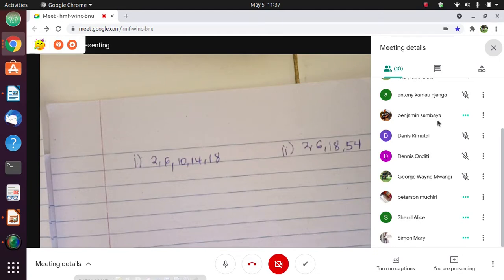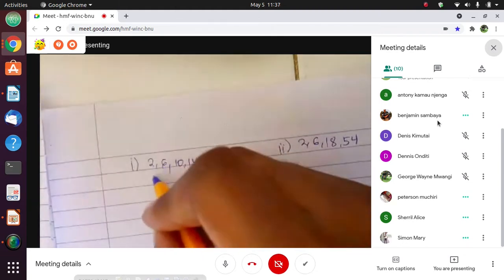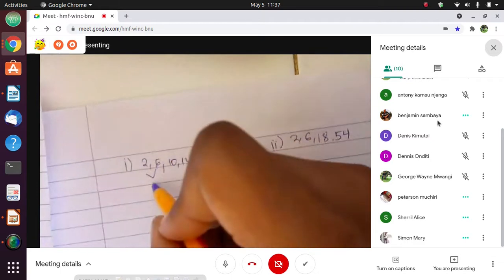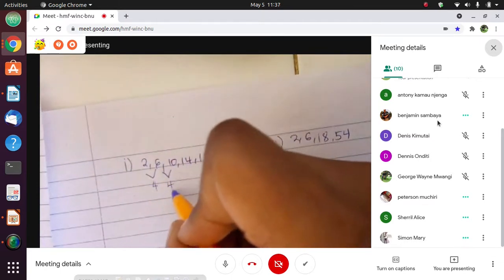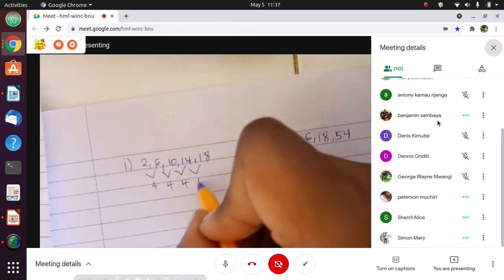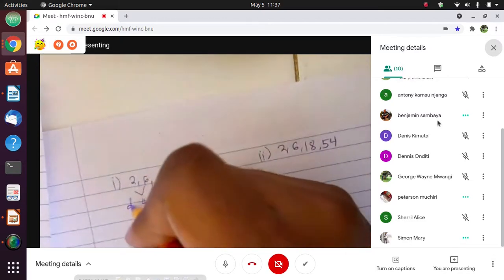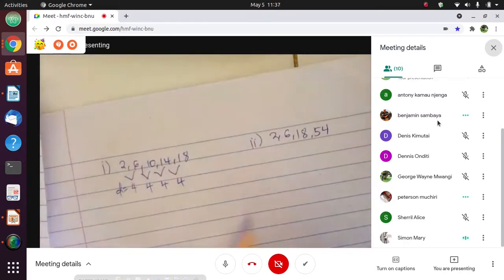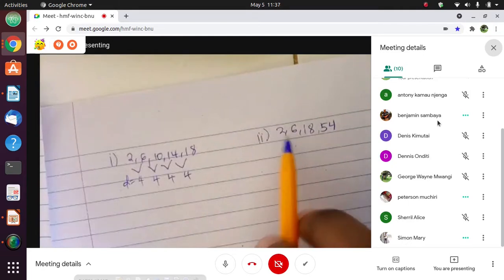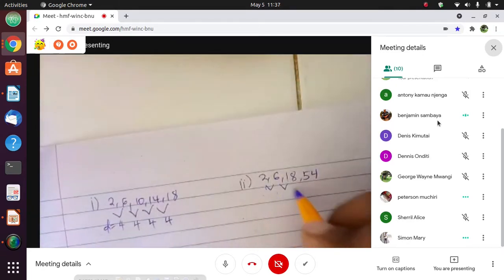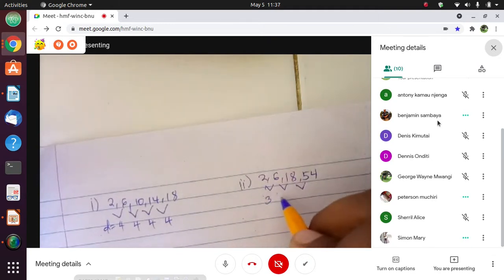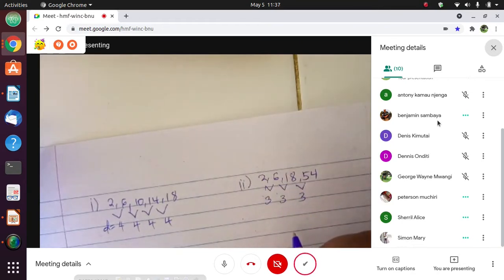The first one is an arithmetic sequence because the common difference between successive terms is 4. The difference between these two terms is 4, between those two terms is 4, and between those two terms is 4. The common difference is 4. This one is a geometric sequence because when I divide successive terms, the common ratio is 3. 6 divided by 2 is 3, 18 divided by 6 is 3, 54 divided by 18 is 3.